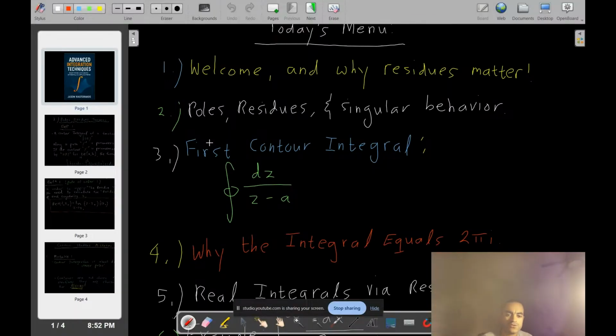Poles, residues, and singular types of behavior for contour integration. Number three, we're going to look at our very first contour integral. It's going to be this type here, the most basic type of contour integral. The contour integral is a loop integral, that's why I put a loop there, dz over z minus a. Number four, why the integral equals 2 pi. Why does this expression here, that I'm highlighting, equal 2 pi?